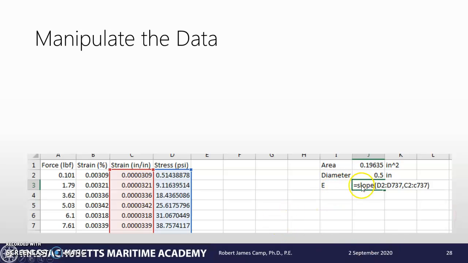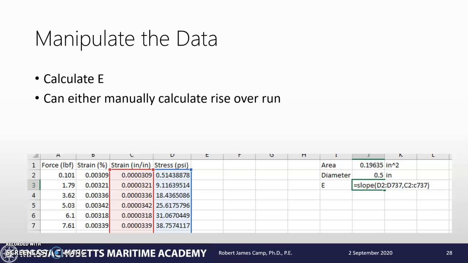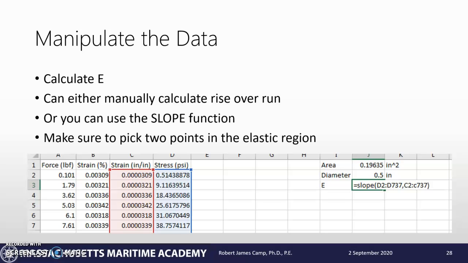Well, I can calculate E by saying equals the slope. And then as you go through here, this would be our X values versus our Y values. And so once I do that, that's how I'm going to calculate my modulus. So we can either manually calculate rise over run, or we can use the slope function. Now you need to make sure that you pick 2 points in the elastic region, because if you pick something in the plastic region, your curve will be off.